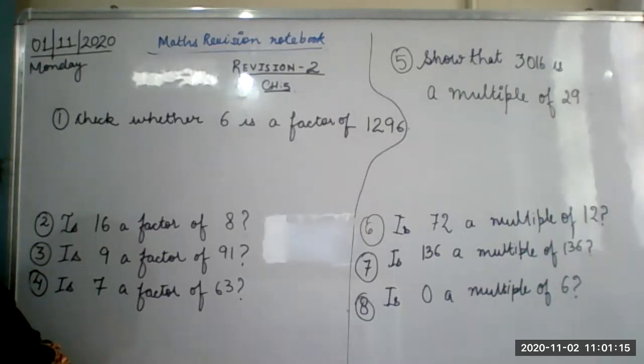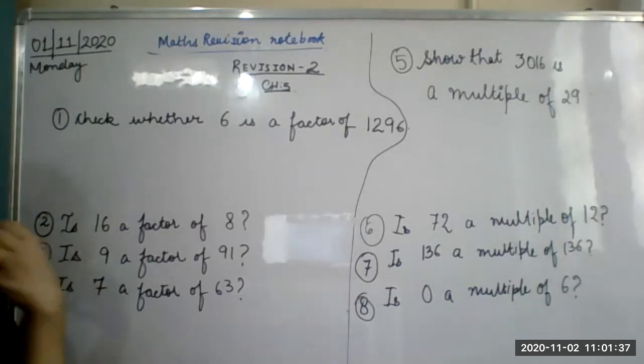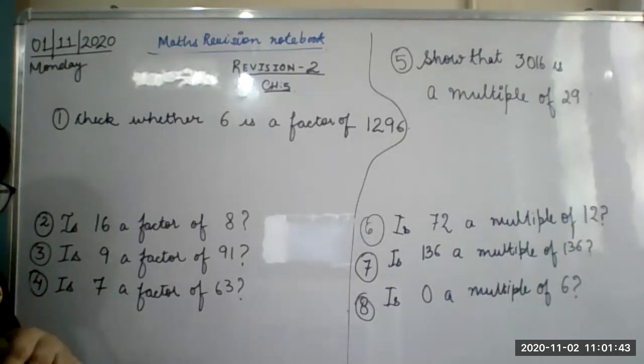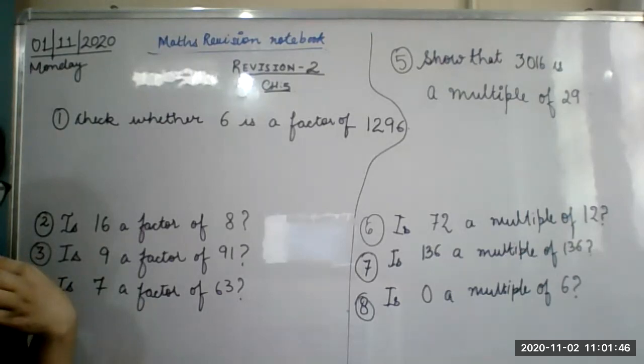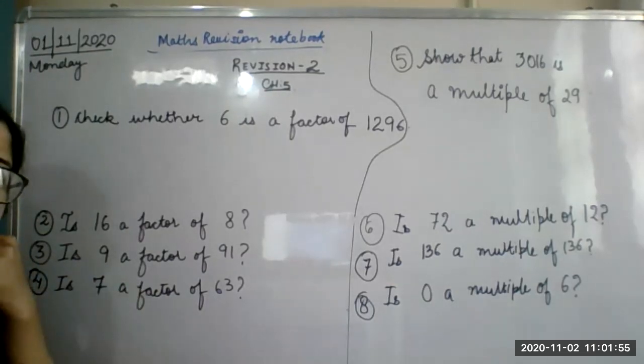Ma'am, do we have to submit homework today or tomorrow? Today we have 6 periods. Ma'am, what are the numbers in question 5? Show that 3016 is a multiple of 29. In 6th period, we will do the reasoning. Okay.